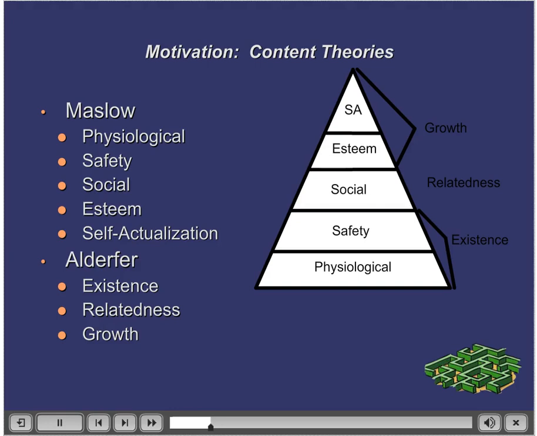And you can see from the right-hand side where we have that triangle, that hierarchy of needs, if you will. At the very bottom we have what we call the physiological needs. Are my physiological needs being met? Do I have money? Do I have food on my table? Do I have clothes on my back? Those sorts of things.